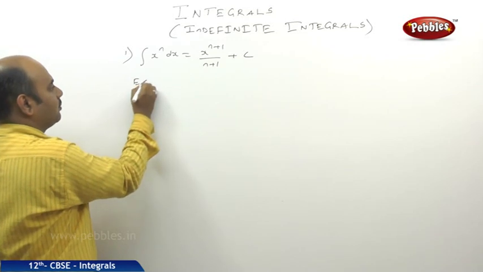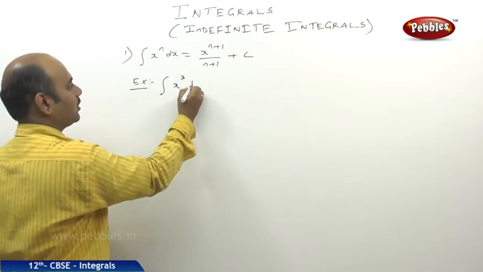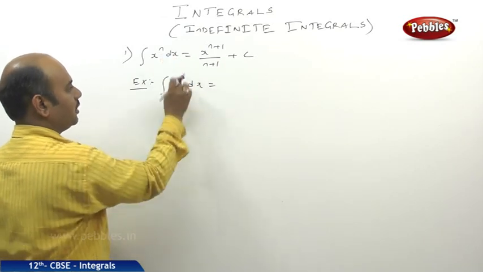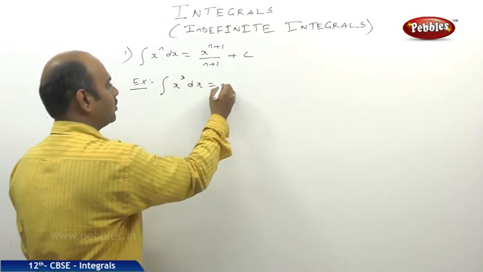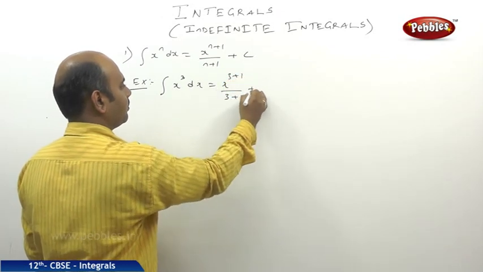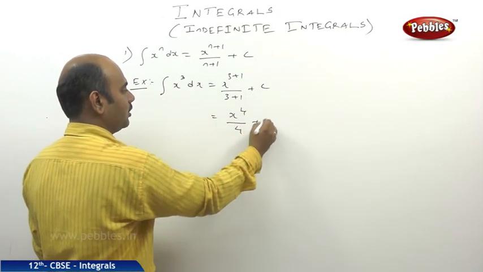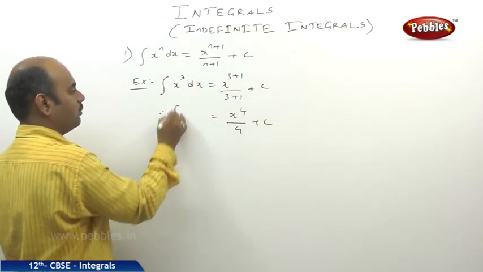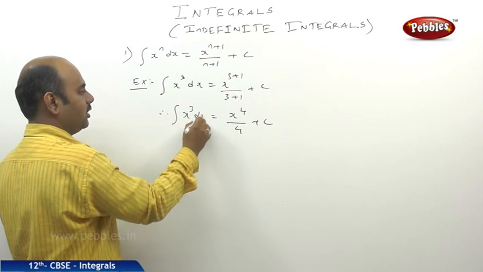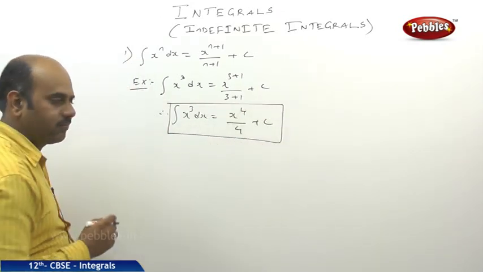We go by an example of this. If anytime you come across x cube dx, in place of n we have 3, so we can write it as x power 3 plus 1 by 3 plus 1 plus c, and the net result will be x power 4 by 4 plus c. So finally, integral of x cube dx means x power 4 by 4 plus c.